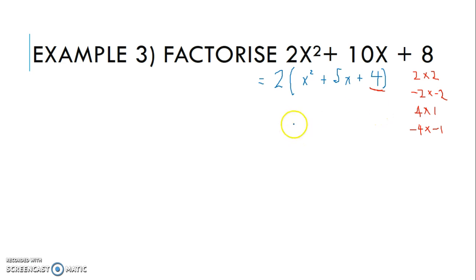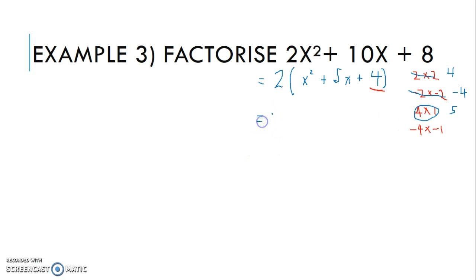Next, what we need to do is, remember step 2, these pairs of numbers, find which ones add and give us your middle number, the 5. So think about which numbers add and give us the 5. 2 and 2 will give us the 4. So we're not going to use this one. Minus 2 adding a negative 2 will give us the minus 4. So that's not right. And 4 times 1, if we go 4 plus 1, if we add it together, will give us the 5. So we're going to use 4 and 1 here.